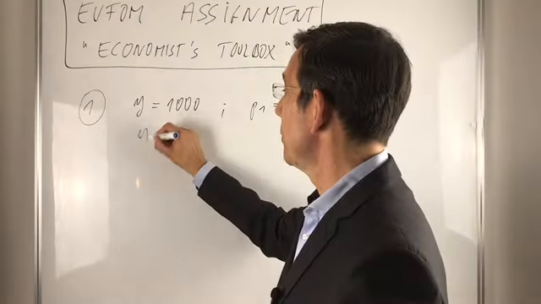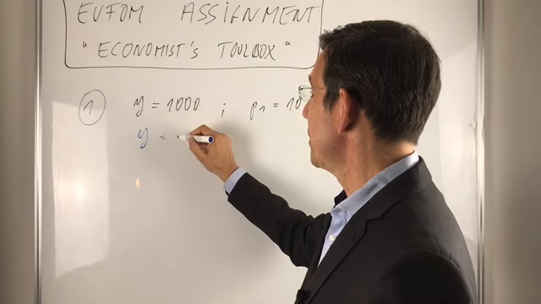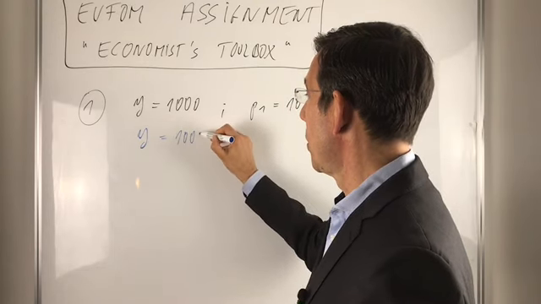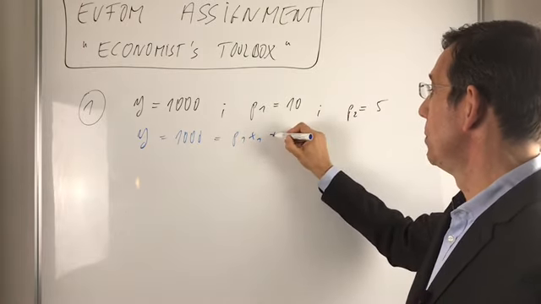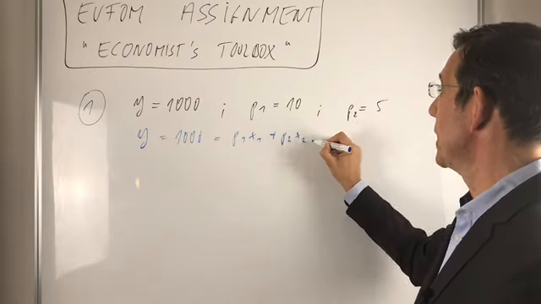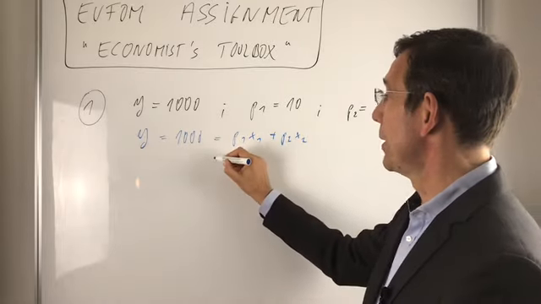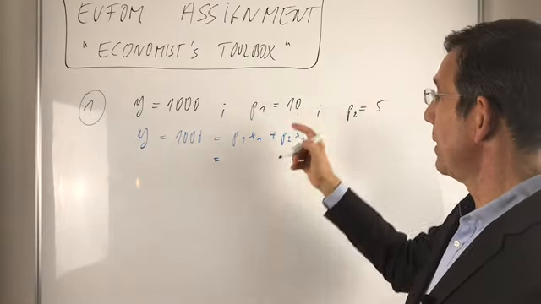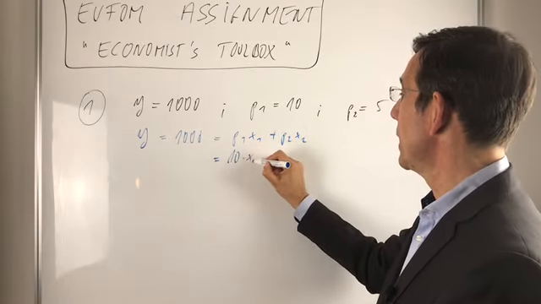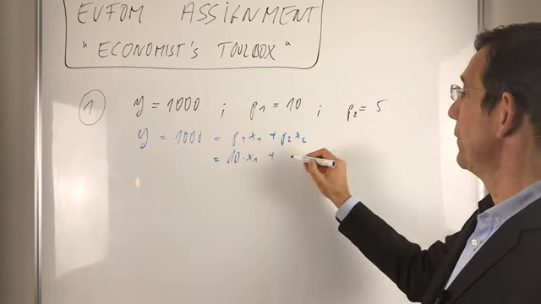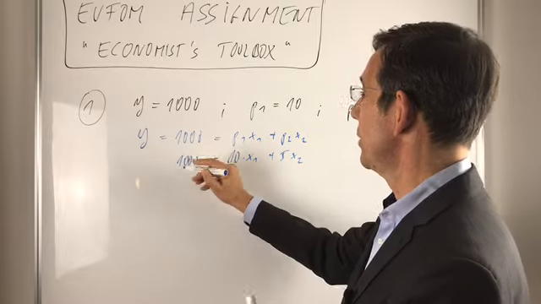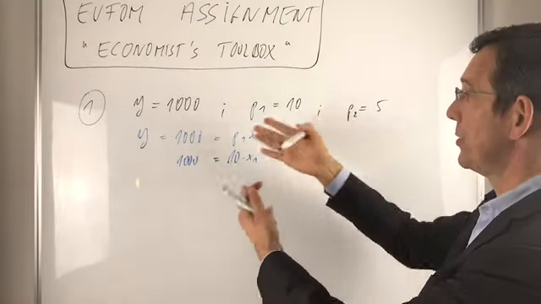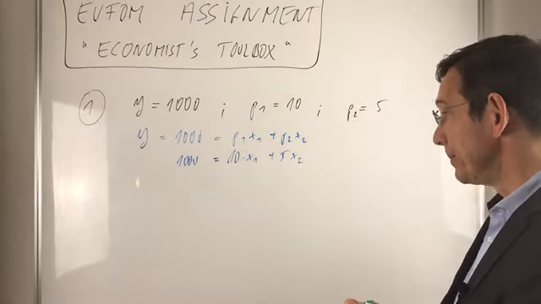Well, first we need the budget constraint, which is P1 times x1 plus P2 times x2, and you insert the numbers. So 10 times x1 plus 5 times x2, and that's 1,000, right? So this is the budget constraint. We just inserted the numbers that are given.